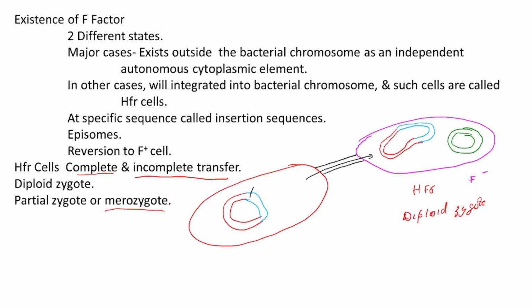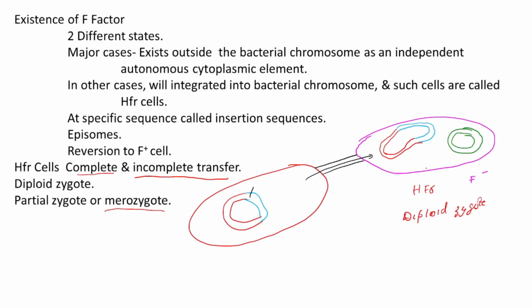Merozygote means the zygote has only a partial or half portion of the genetic material of the HFR cell. Then that bacterial cell is called a merozygote. When the genetic material is received only partially, that is called a merozygote. And most often, that merozygote or that partially transferred genetic material is destroyed by the enzymes present in this bacterial cell.